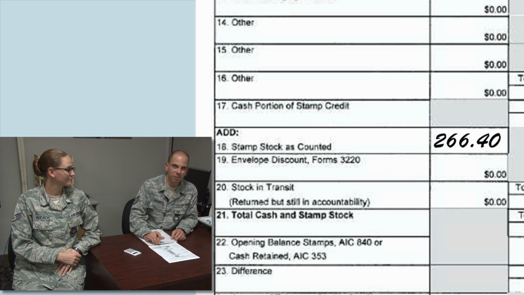Once you have added all of your dollar values for each denomination of stamps, you're going to annotate that on the front page of your PS Form 3294 in Block 18, Stamp Stock as Counted.